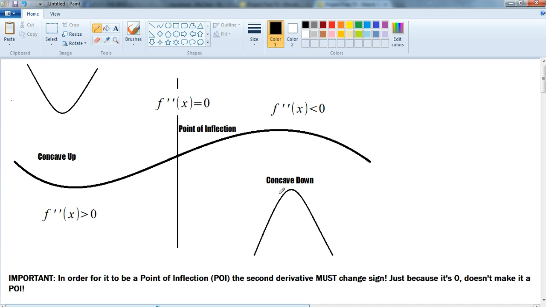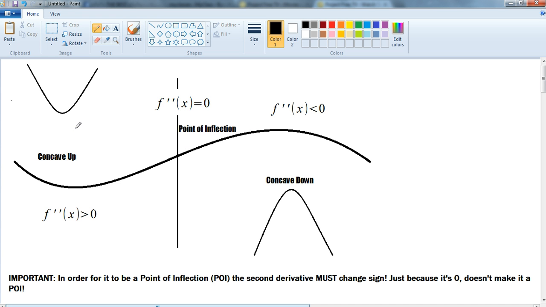Now, between concave up and concave down, there's something called a point of inflection. Now, a point of inflection is where the concavity, or the second derivative, is 0, and the concavity changes sign. For example, this graph goes from concave up to concave down. Therefore, between them, there's a point of inflection.